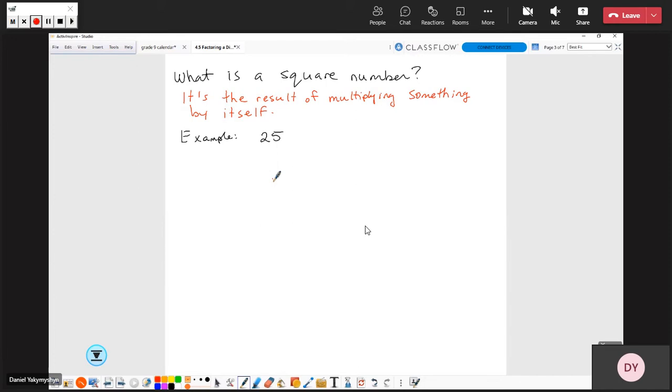Well, how about this one? X squared. We actually say it when we say it. We say it's x squared. Now, we said that something that's square is the result of multiplying something by itself. So what do we multiply by itself to get x squared? Yeah, so if we had a square here, it would be x times x, which is x squared.